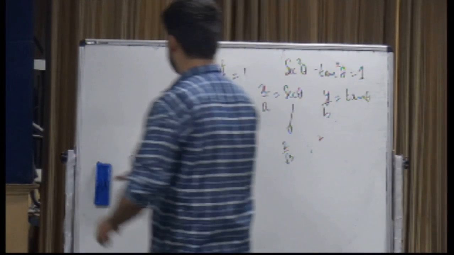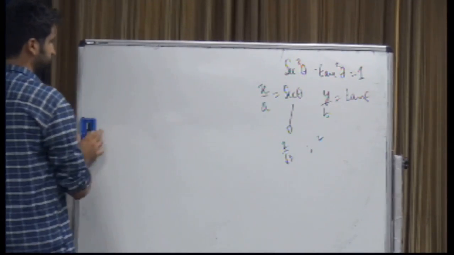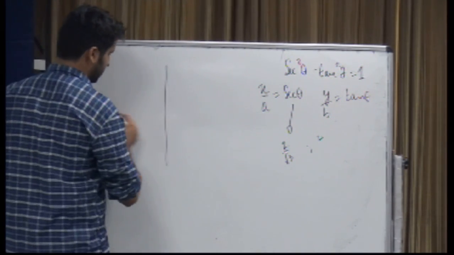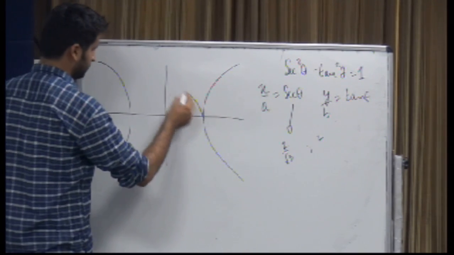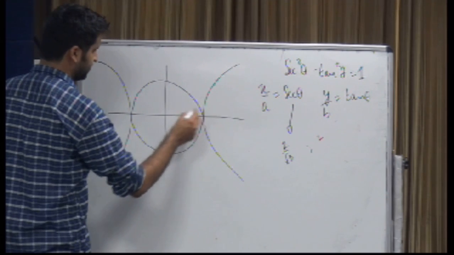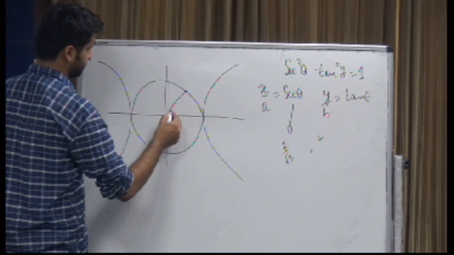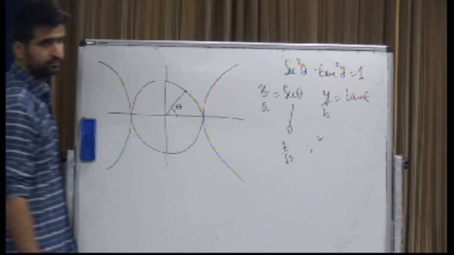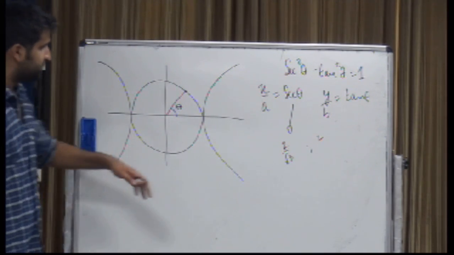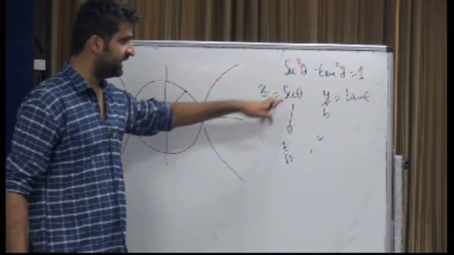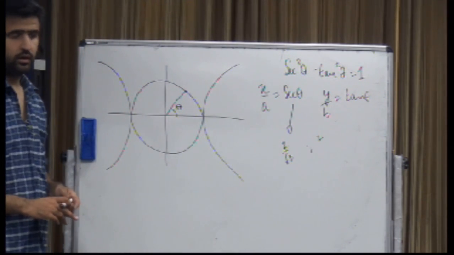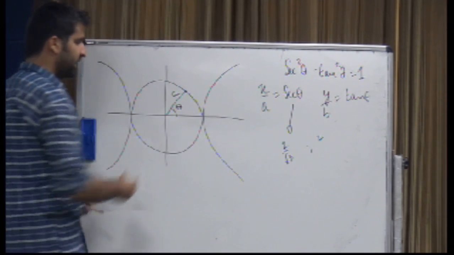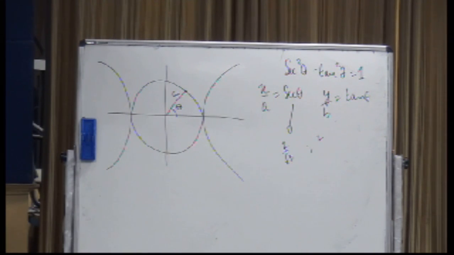Another way of seeing this is, let's suppose these are the two branches of the hyperbola. This is the auxiliary circle. This is angle theta over here, right? So which point will be represented by A secant theta, B tan theta? Any idea? If this value is A, can you find the value of A secant theta and A tan theta? Yes? How?